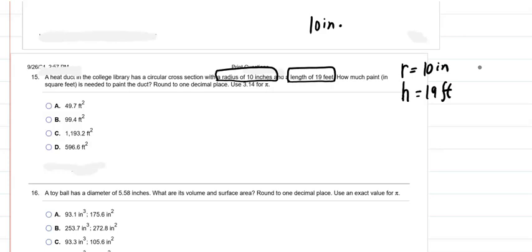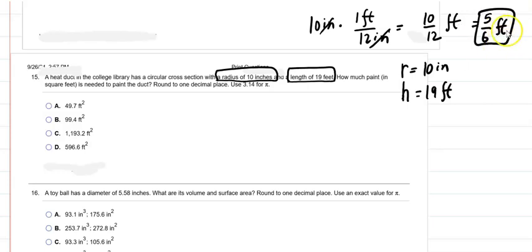Notice that 1 foot equals 12 inches. So 10 inches is going to be 10 inches times 1 foot divided by 12 inches. This is the same as 10 over 12 feet. Okay, so 10 inches is 10 over 12 feet. This is the same as 5 over 6 feet. I can use that directly in the formula later. So I changed inches to feet. 10 inches is going to be 5 over 6 feet.